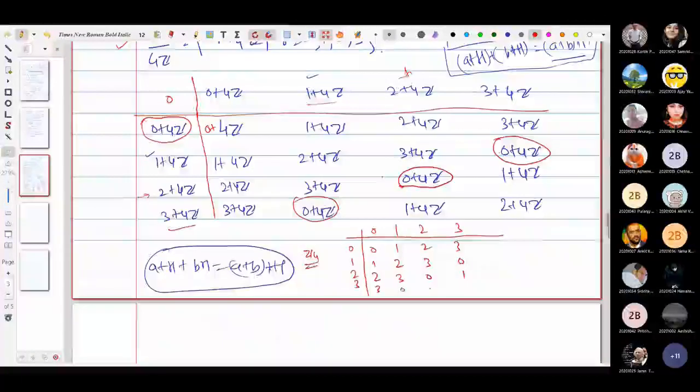So if we compare these two, you see first place 0, here 0, and then 1, 2, 3. Just see these numbers. And we have here 1, 2, 3. Similarly, you can see here also 1, 2, 3, and 0. Here 2, 3, 0, and 1. And then 3, 0, 1, and 2. So the table is quite similar to Z4.